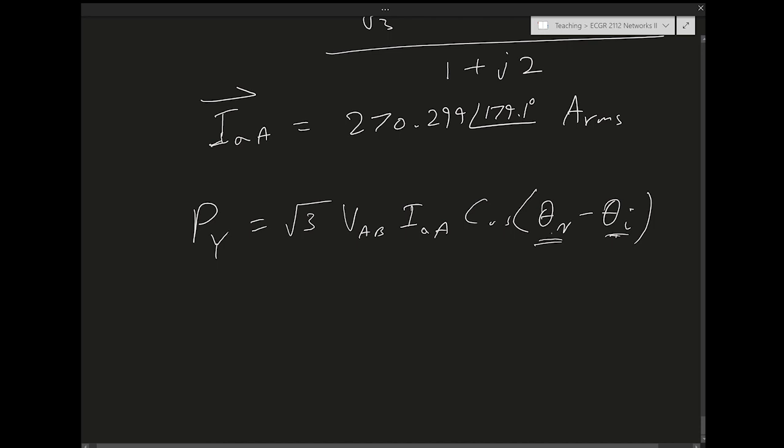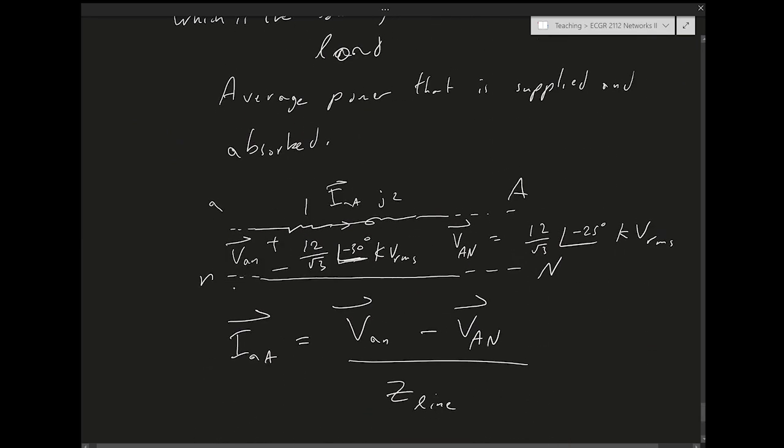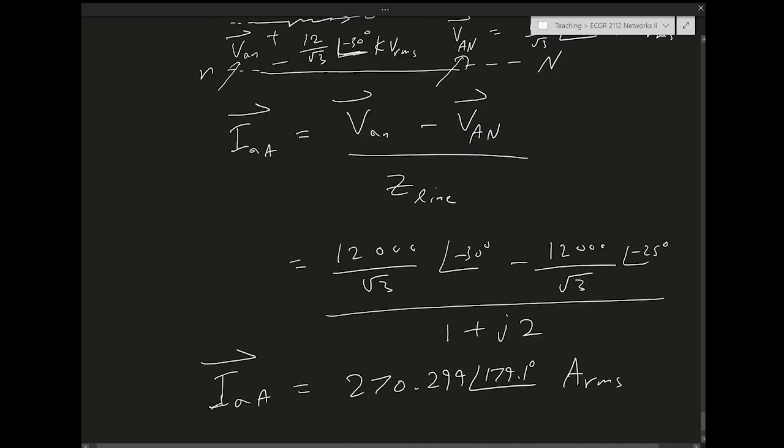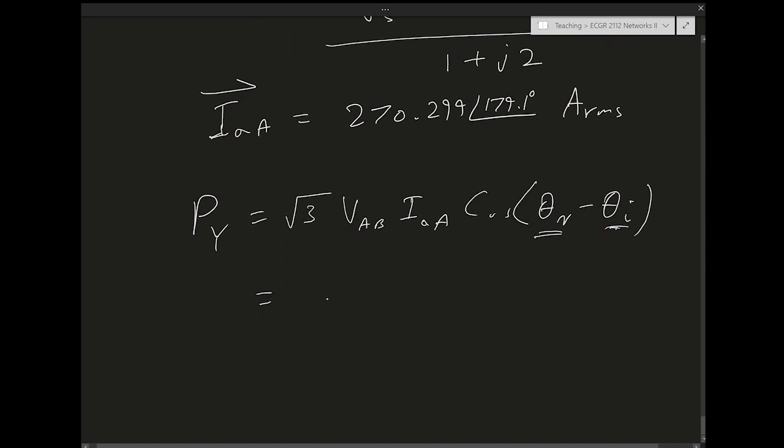We started with the VP, IP, cosine theta. So theta represents the angle between the phase voltage and the phase current, right? So it's the angle between this voltage and this current, right? Which is what? Which is minus 25 degrees minus 179. So this is equal to square root of 3.